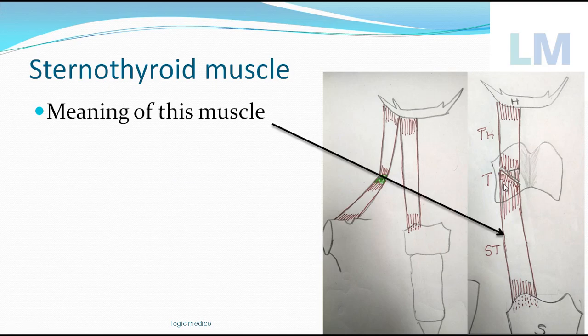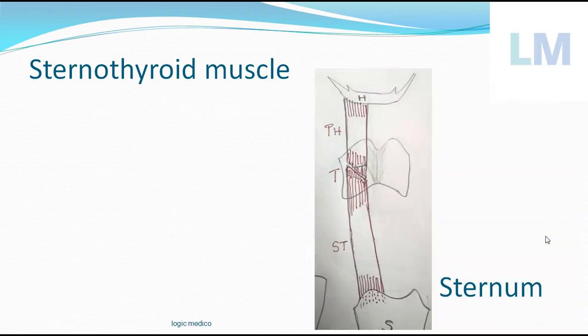You can draw the simplest diagram like this. Shade the edges of the muscle only, not the full diagram, so that it saves your time in the exam. Coming to the meaning I just told you, this is the sternum, this is the thyroid cartilage of the larynx. From the sternum to the thyroid cartilage of the larynx, I can't call it sternum-thyroid muscle, so I make it a short and sweet name, the sternothyroid muscle.